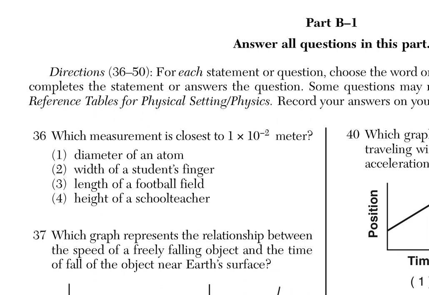I mean, you have a ruler, you can measure it. But the height of a teacher, diameter of an atom, but these are estimates, right? So ballpark questions. So first, 1 times 10 to the negative 2 meters. What even is that?